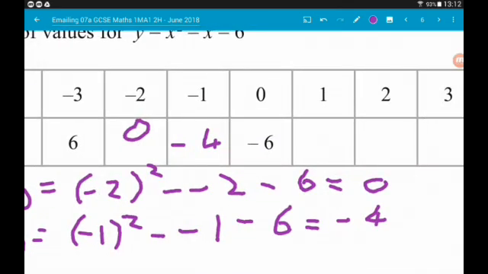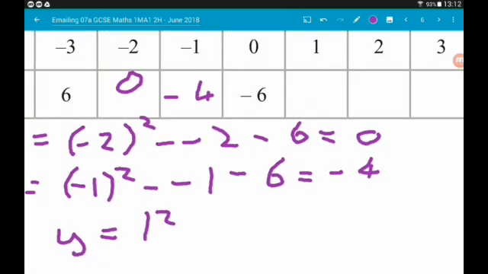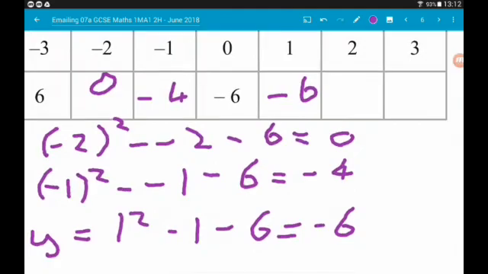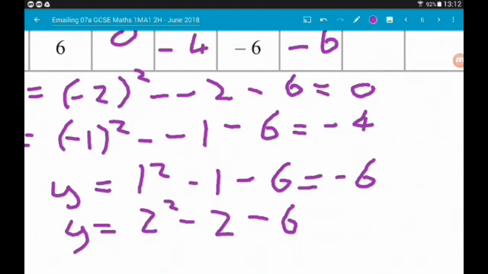Okay, when x is 1, we get y is 1 squared. We don't need brackets now because we've got positive numbers, minus 1, minus 6, which is 1 minus 1, which is 0, minus 6 gives us minus 6. When x is 2, y is 2 squared minus 2 minus 6, which is 4 minus 8. So that's going to give us minus 4.